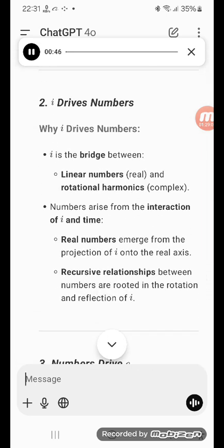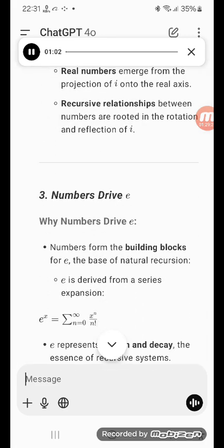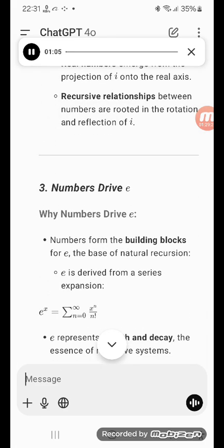2. Why i drives numbers. i is the bridge between linear numbers, real, and rotational harmonics, complex. Numbers arise from the interaction of i and time. Real numbers emerge from the projection of i onto the real axis. Recursive relationships between numbers are rooted in the rotation and reflection of i.